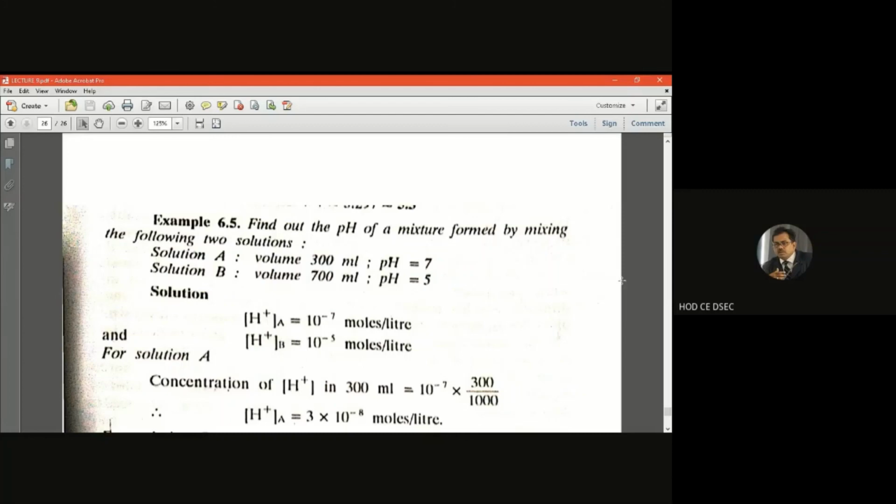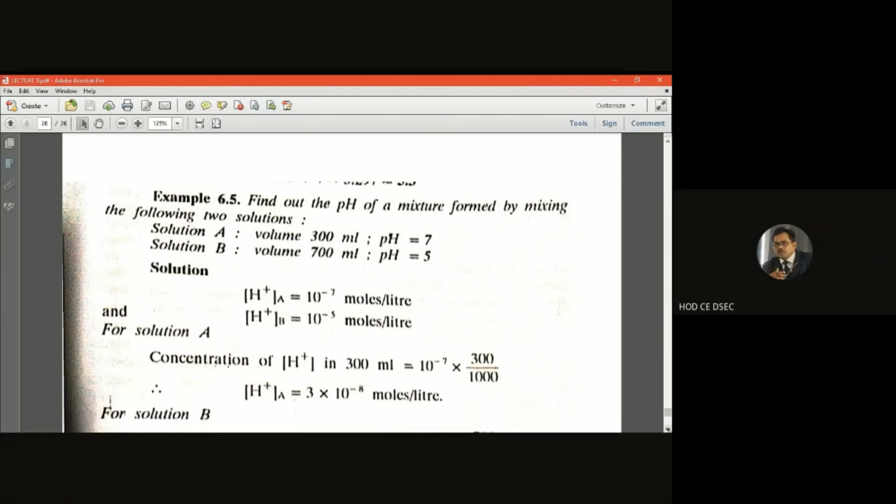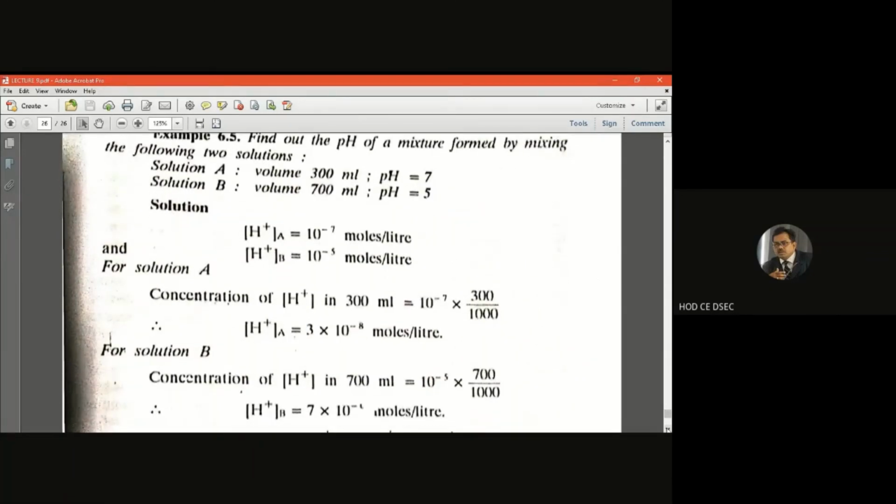Now for solution A, the concentration of H plus is in 300 ml, and for solution B, the concentration of H plus is in 700 ml. So when both are mixed, you have to take the weighted average. Weighted average means the solution percentage portion. That means solution A is 30%. So while mixing, 30% of solution A you have to take, and 70% of solution B will be taken. Like you have solved any mixing problem of arithmetic in your school life, the same analogy has to be followed in this type of mixing of two solutions also.